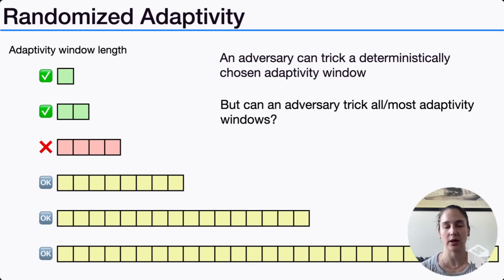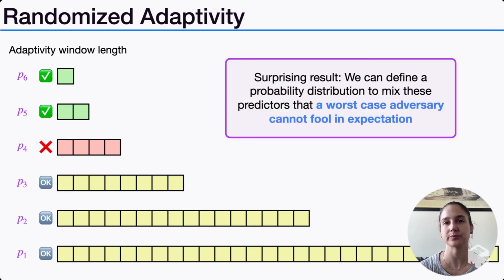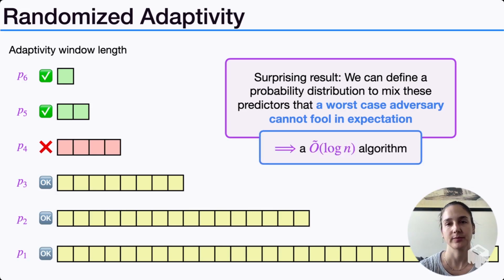You could ask whether a more clever adversary would be able to do something at different scales. And the surprising and cool answer we give in our paper is no. So we are able to define a probability distribution that mixes these different adaptivity window lengths that no worst case adversary is able to fool in expectation. And this is the key thing that allows us to get this faster O tilde log n algorithm.